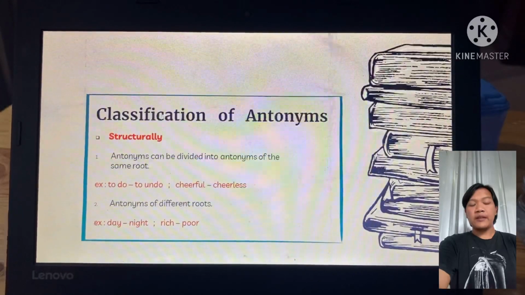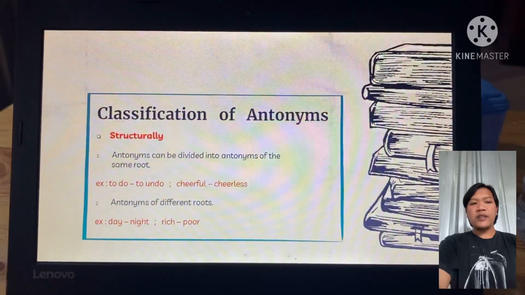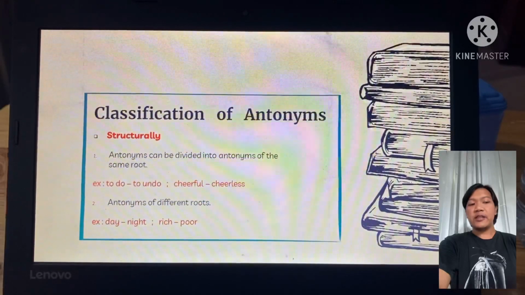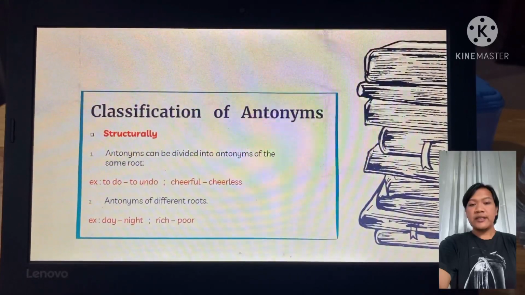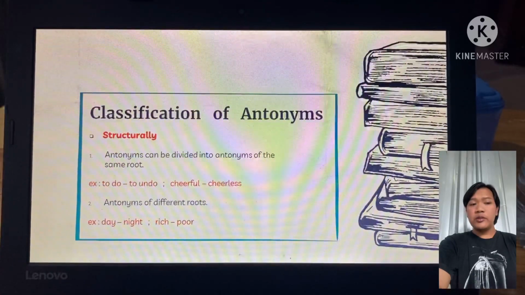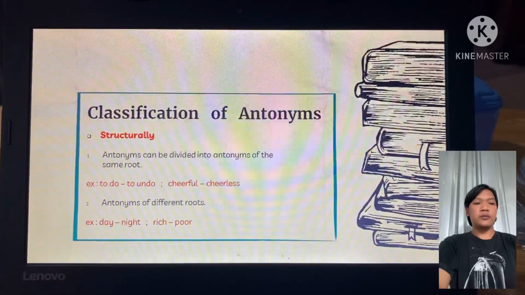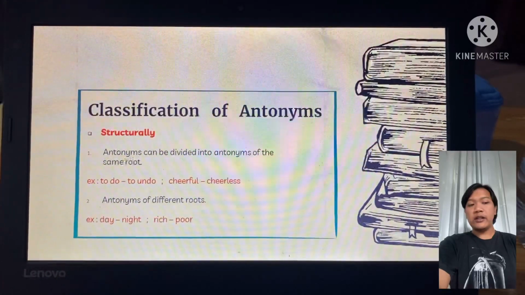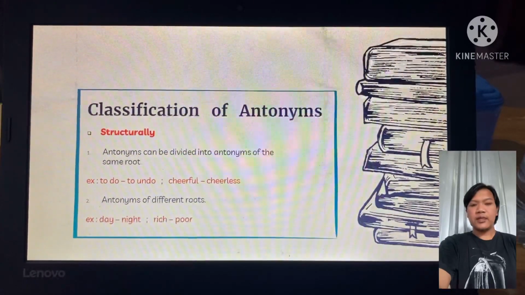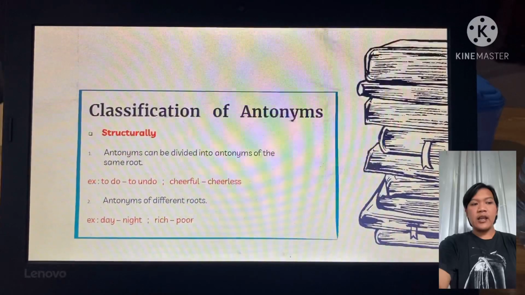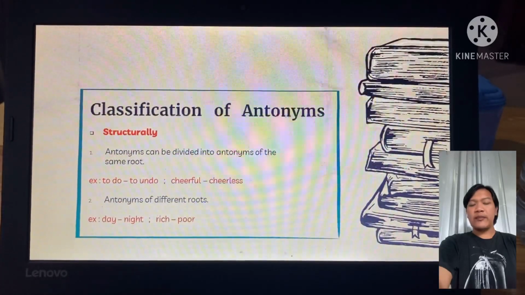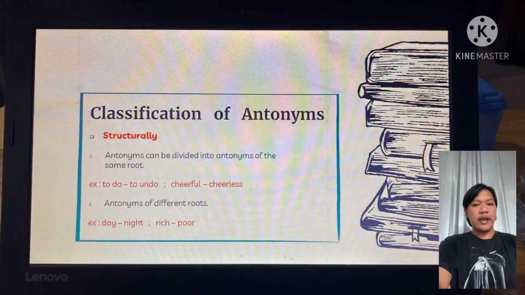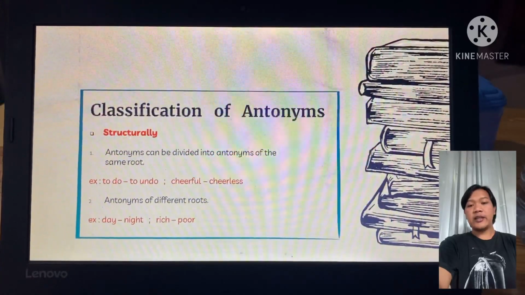Structurally, the first, antonyms can be divided into antonyms of the same root. Example: to do, to undo; careful and careless. Second, antonyms of different roots. Example: day and night, rich and poor.